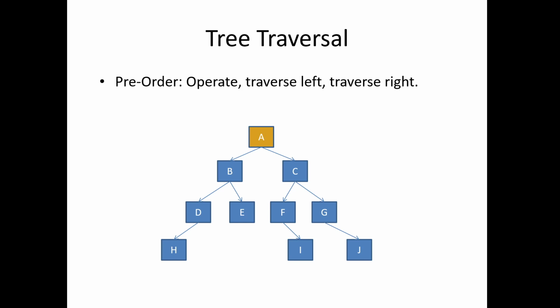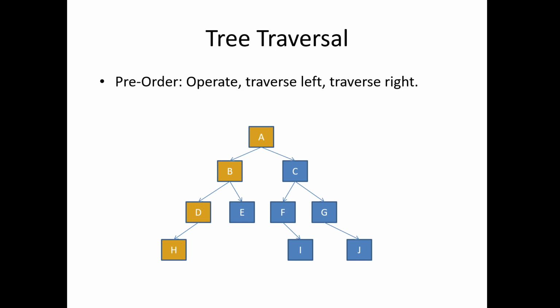First, of course, we start at the root. So A is output first, and we go left first. So we output A, then we go left to B, output B, then we go left to D, output D, then we go left to H. And then here, we output H, we try and go left, there's no left, we try and go right, there's no right, and here's where the recursion unwinds us back to D.